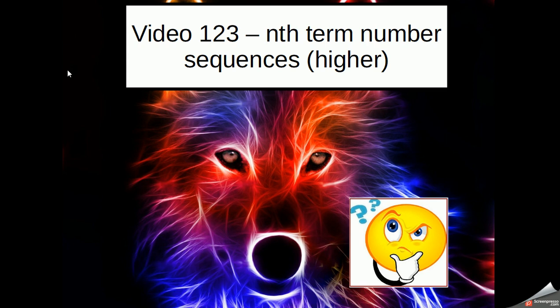This is about nth term number sequences. With the number patterns that we've looked at so far, they were simply seeing a particular pattern in the numbers and working your way upwards to work out maybe the next value or a couple of values down the line.